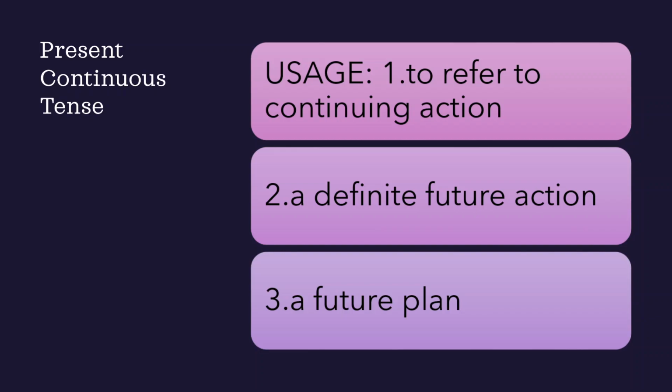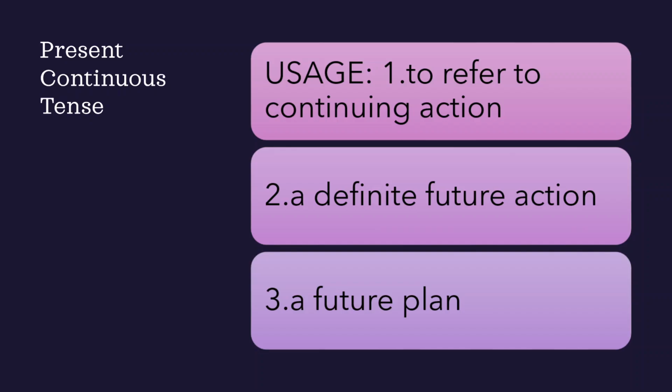Okay. Now let's move on to the next form of present tense. After simple present tense, it is present continuous tense. So I can say I am writing a poem. So that is present continuous tense. So usage, it is used to refer to continuing action. As I said, I am writing a poem.